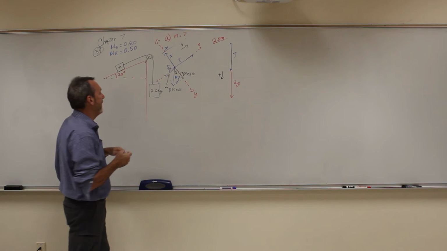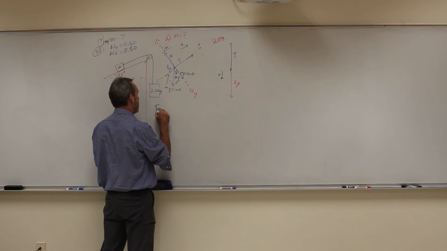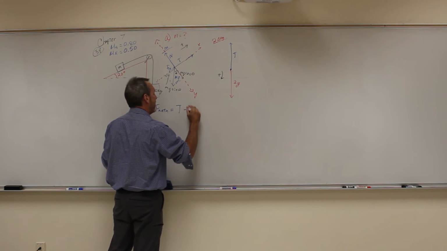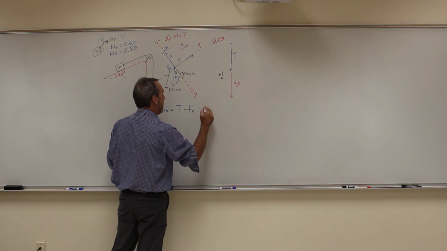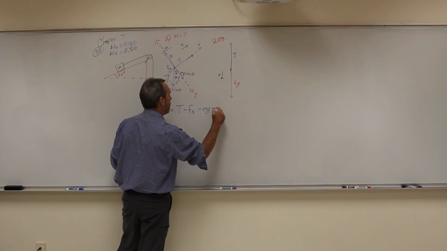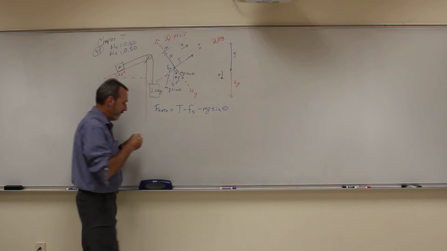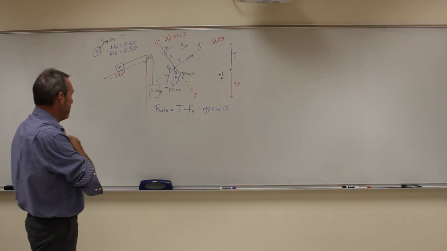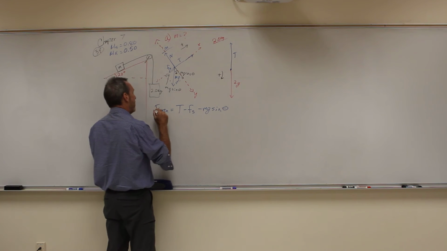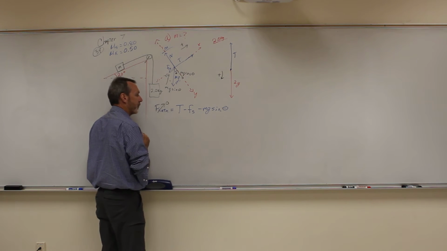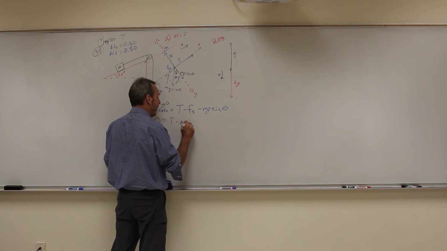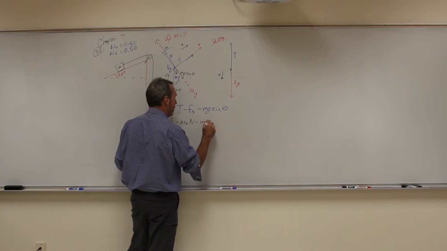So we're going to do an F net x for block M. And we've got tension minus the friction force minus mg sine theta. Now for part A here, we don't want the block to be moving, so this is going to be equal to 0. So we're going to say 0 is equal to the tension minus mu sub s times the normal force minus mg sine theta.